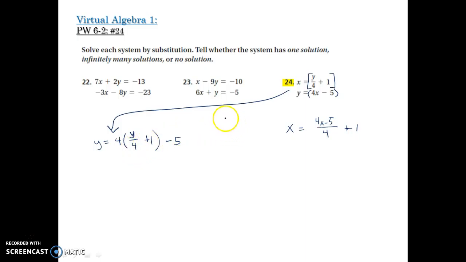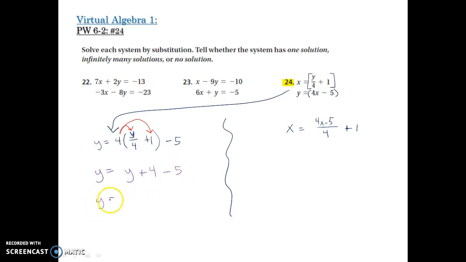And I think for me, this equation would be easier to solve because I notice that when I'm distributing the 4 through these parentheses, it's going to cancel with the denominator here. 4y over 4 is just going to be y. So then I get y equals, let's see, 4y over 4 is just y, and then 4 times 1 is 4, so that's plus 4, and then just minus 5 off the end.